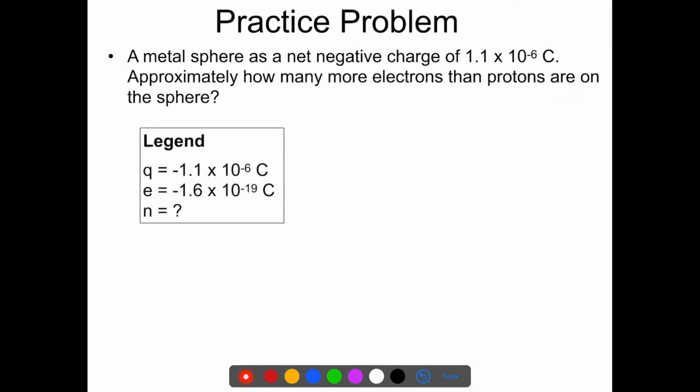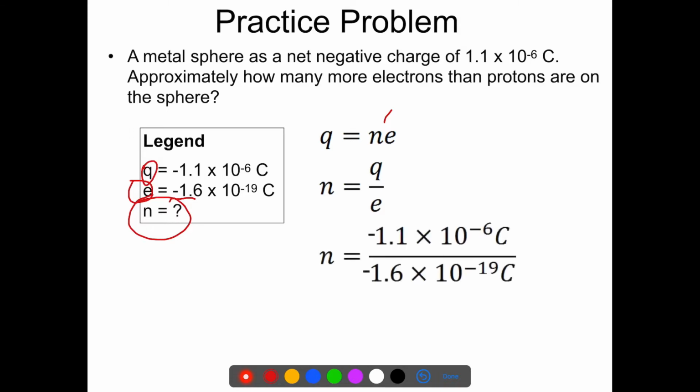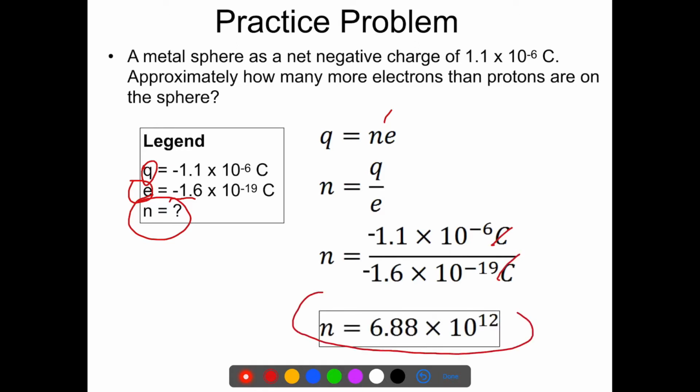In this problem, they gave us the Q, the charge. We know that E is the constant. We're using a negative value here because we're talking about electrons. How many more electrons than protons? We want to solve for N. So we have this equation, Q equals NE. Solving for N, we're going to have N equals Q over E. It's pretty straightforward from here. You're going to see the coulombs cancel out, and you have this really big number. So it is a lot of electrons, and it's not even close to being 1 coulomb.